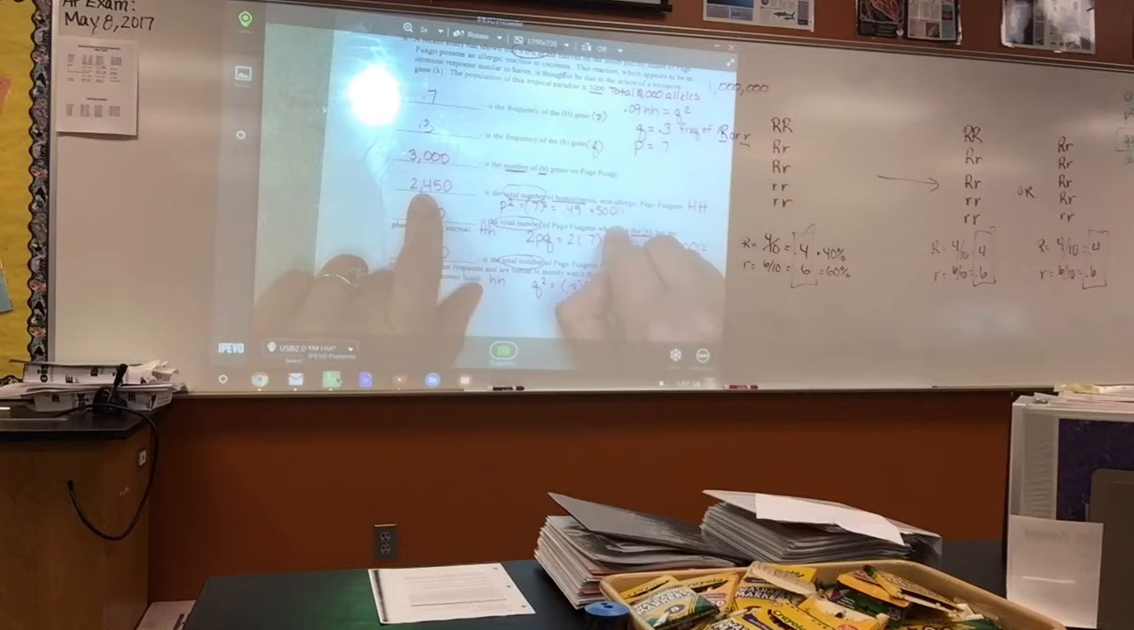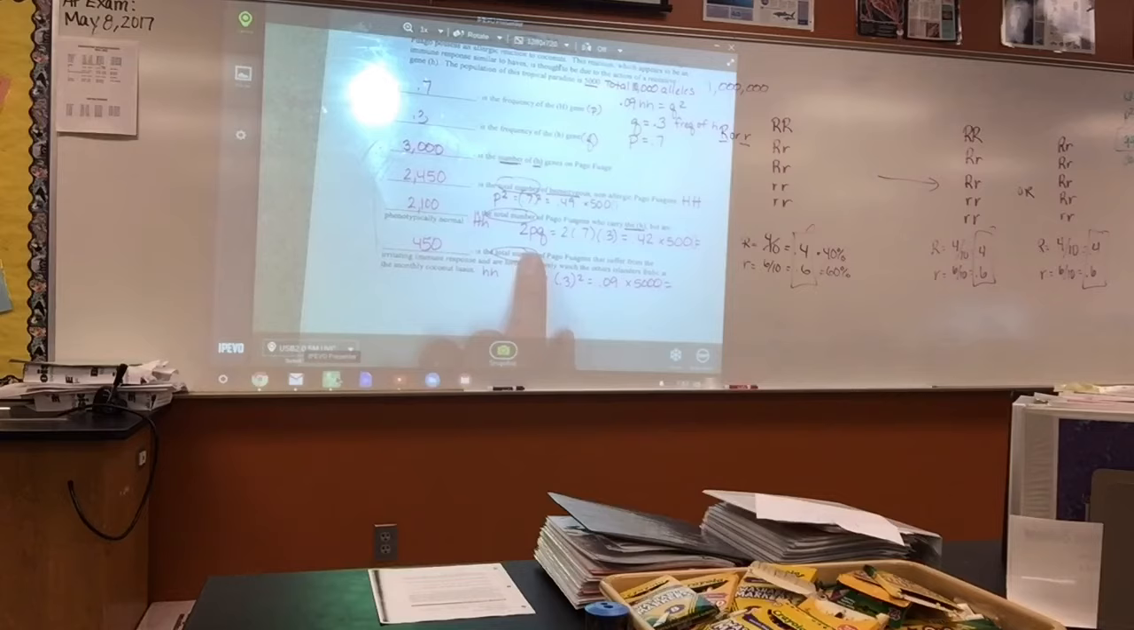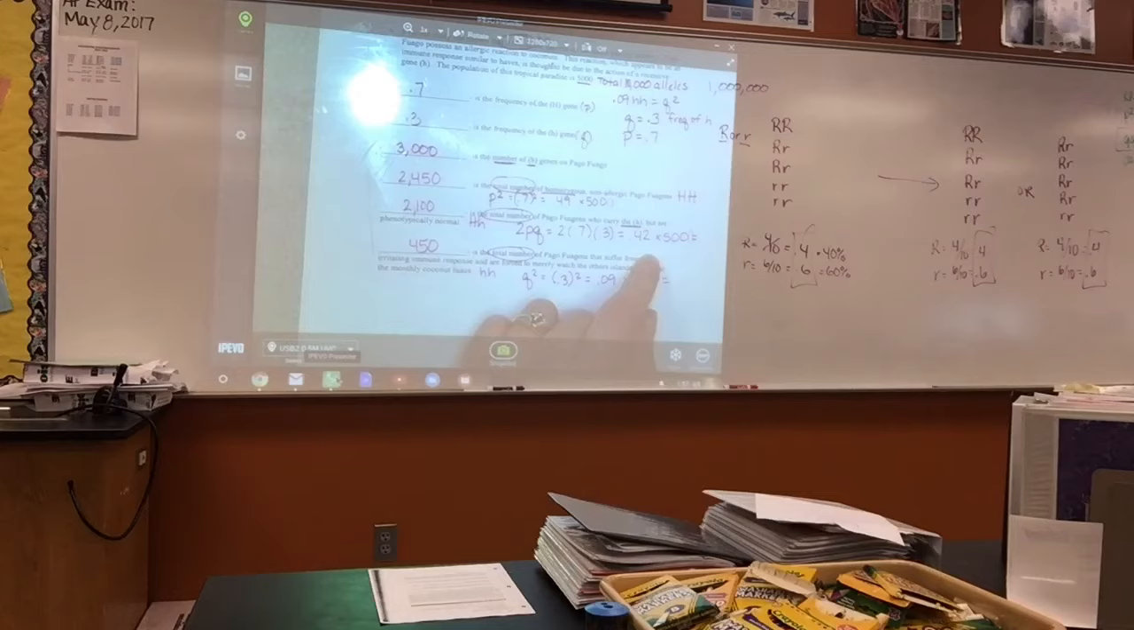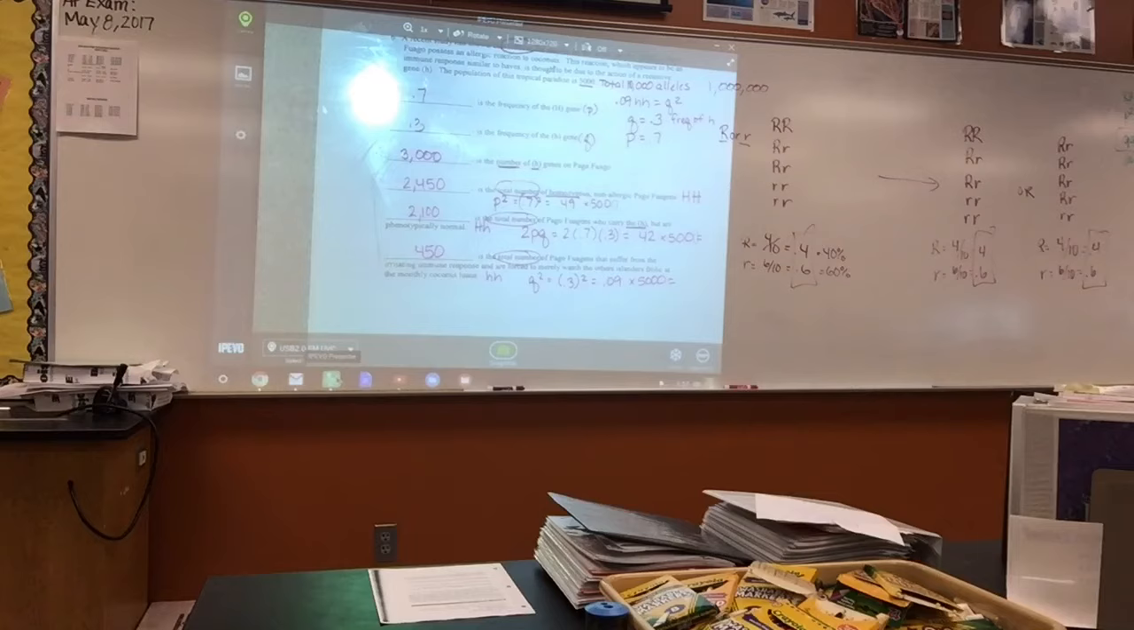Next one, the total number that carry it, so that's the heterozygous individuals, so that's 2PQ. 2 times 0.7 times 0.3 gives you 0.42, and then to get the number of individuals, you multiply that by 5,000, and you get 2,100. And the last one is all the recessives, so that's little h, that's Q squared. So 0.3 squared is 0.09, multiplied by 5,000, and you get 450.